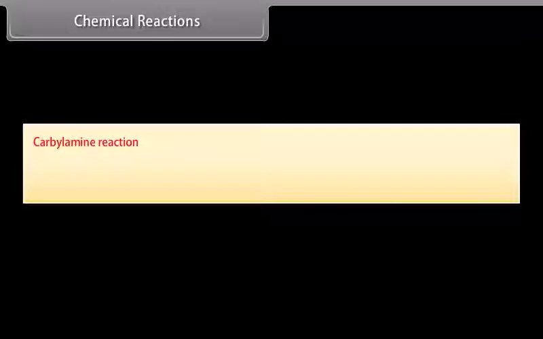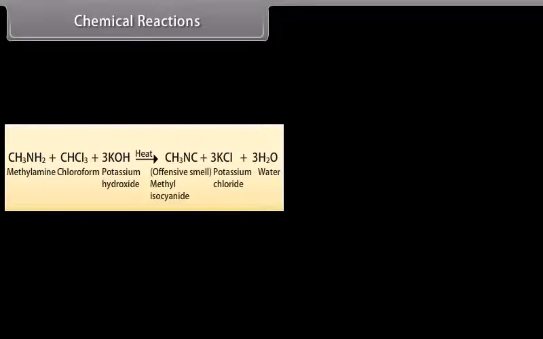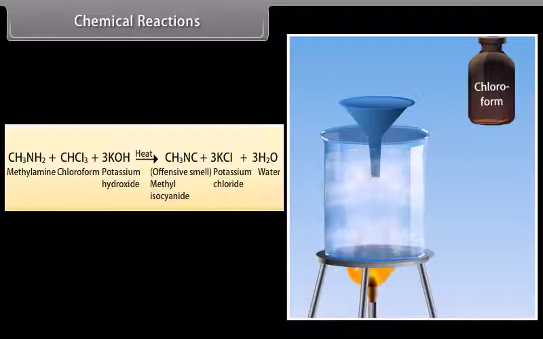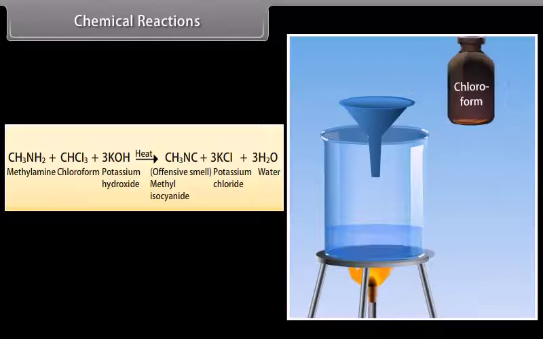Chemical reactions. Carbylamine reaction. Primary aliphatic and aromatic amines, when warmed with chloroform and alcoholic solution of potassium hydroxide, give very unpleasant smelling isocyanides. Chloroform and alcoholic potassium hydroxide react with methylamine and form methyl isocyanide, potassium chloride and water.